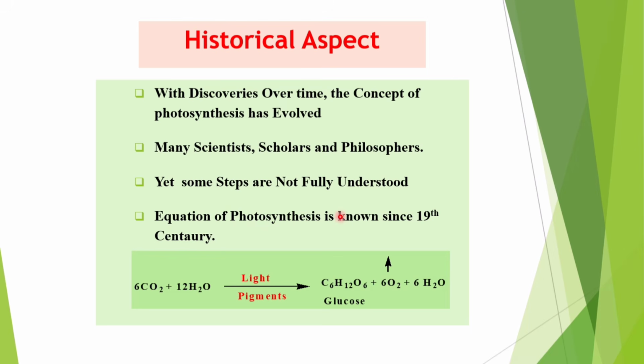The equation of photosynthesis has been known since the 19th century, where we see 6 times carbon dioxide, 12 times water, in presence of light, in presence of pigments. It releases the products as glucose and oxygen as a byproduct. So in presence of light and in presence of the pigments, which is in the green trees, we get the organic matter and also oxygen as a byproduct.